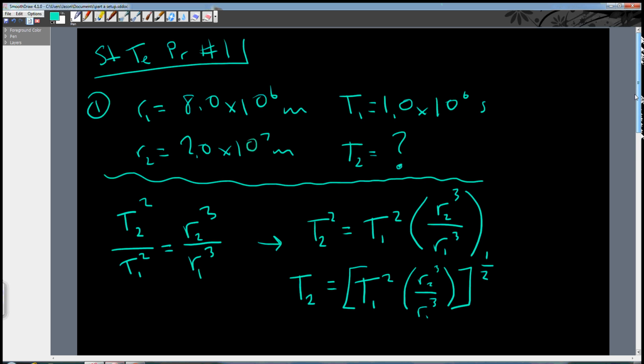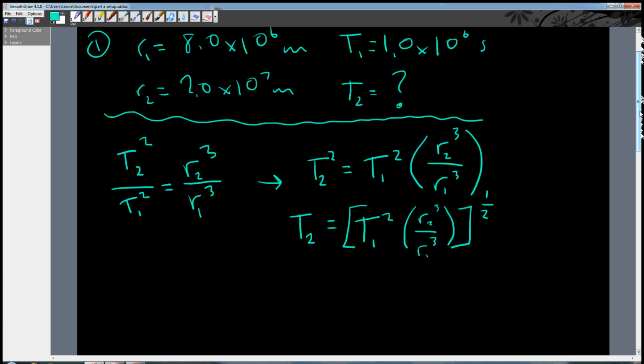Now I really just have to plug in. So let's see if I can get this all on the same screen. So my T2 is going to be equal to, and by the way, this will become T1 because it's 1/2 and that 2 will cancel out. And then this will be R2 over R1 to the 3/2 power. If you're confused with that algebra, please talk to me in class, after class, whatever.